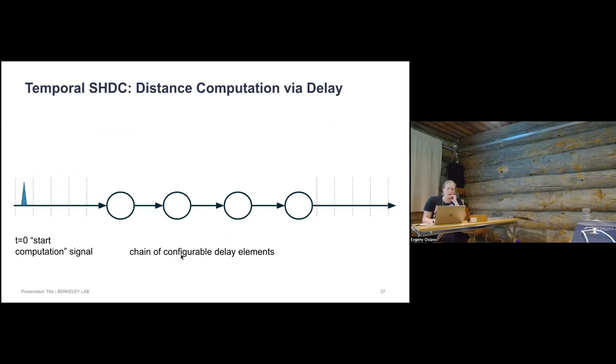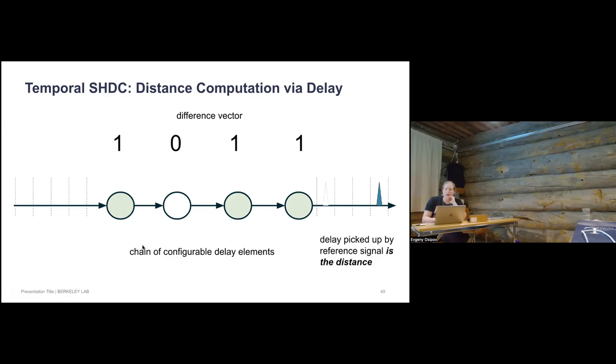So what you can do here is make the distance calculation incredibly cheap and low latency. You can use the difference vector to set the delay path. Essentially, these little nodes represent a gate that, if it receives input, delays the incoming signal by a single cycle. The kicker is that you have a start computation signal at time zero, and you set the delay with a difference vector. Then you allow your signal to propagate through, and it will pick up the delay that is the distance. So not only is this a super efficient way to do the computation, but it also means you don't have to spend n cycles.